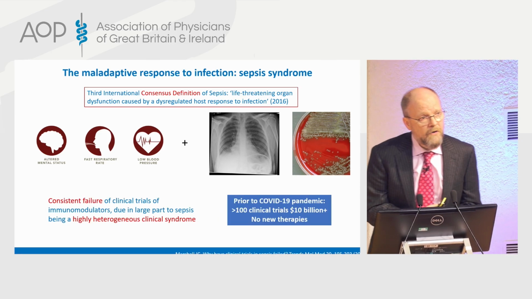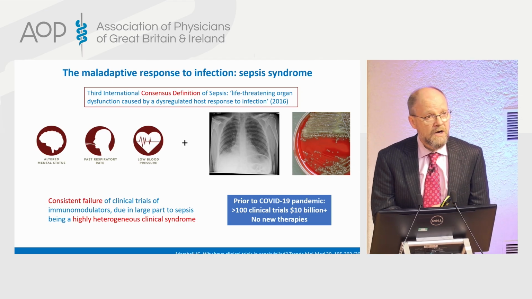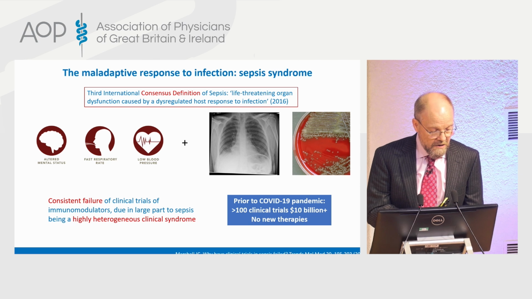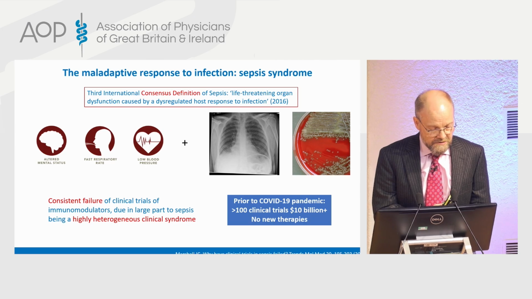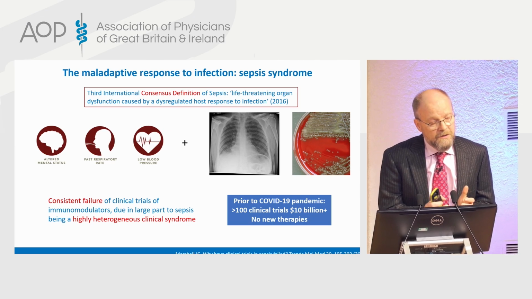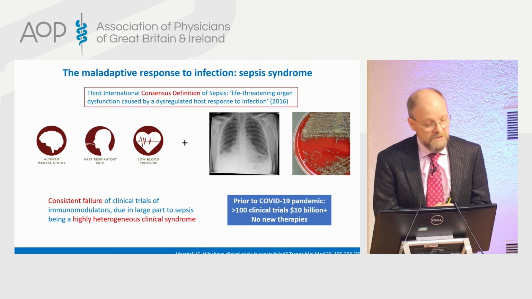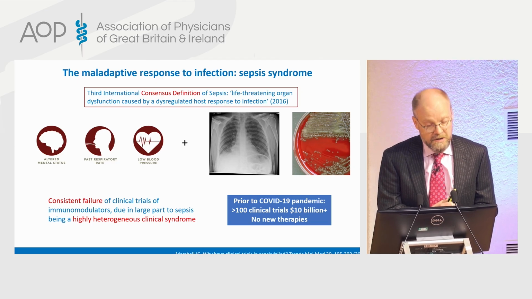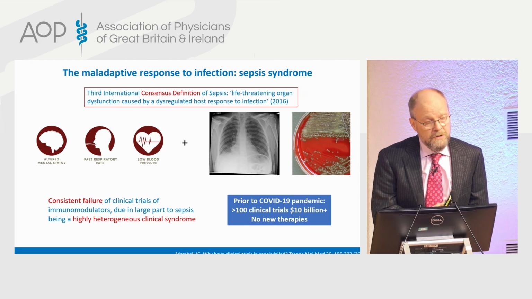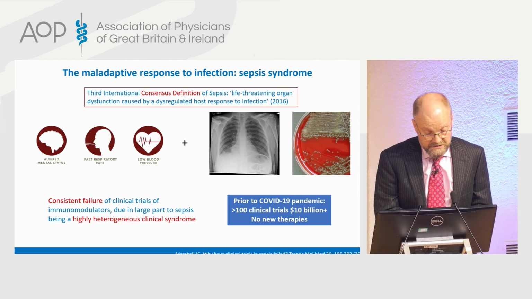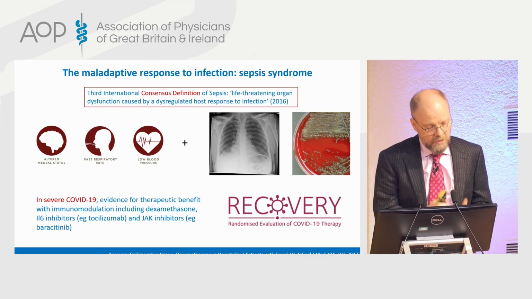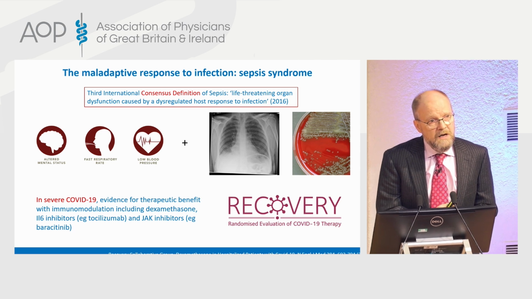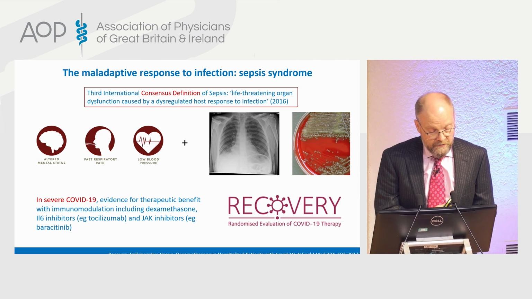Unfortunately, for a long time, pharma have started to move away from sepsis as an intractable problem. There's been a consistent failure of clinical trials of immunomodulators despite good preclinical evidence, for example, from animal models. And I think there is a view within the field that this is largely because of a highly heterogeneous clinical syndrome as the entry point for these trials. So there were no new immunomodulatory therapies arising from a huge investment. I think that COVID has shown us what is possible with a somewhat more homogeneous group of patients. And there is clear benefit in the very sick from immunomodulation, for example, with dexamethasone, inhibition of IL-6 receptors, JAK inhibitors.